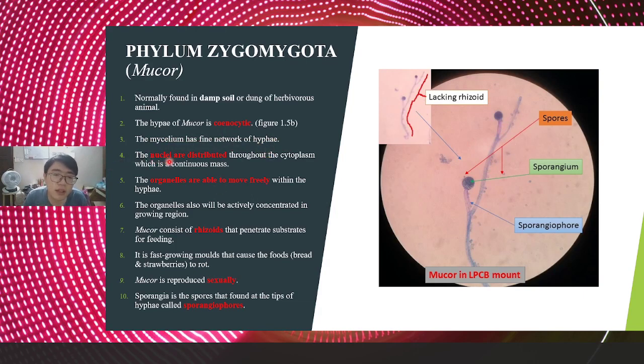Okay, the nuclei are distributed throughout the cytoplasm, which is a continuous mass. So the nucleus is anywhere, sometimes, there are nuclei everywhere. So the organelles are able to move freely between the hypha because there is no septa, no obstacle of septa, so organelles can move freely. They can move anywhere. Okay, so the organelles will be actively concentrated in the growing region. Mucor consists of rhizoids that penetrate the substrate for feeding.